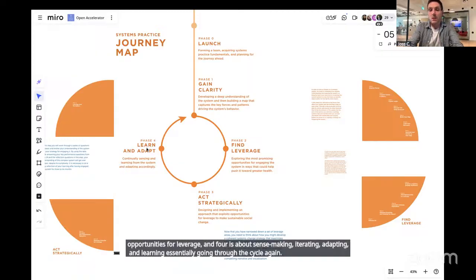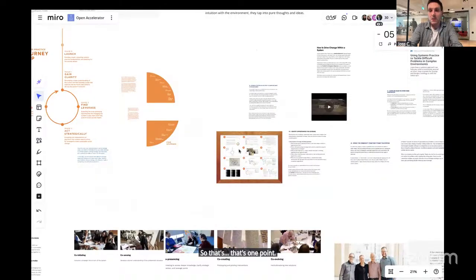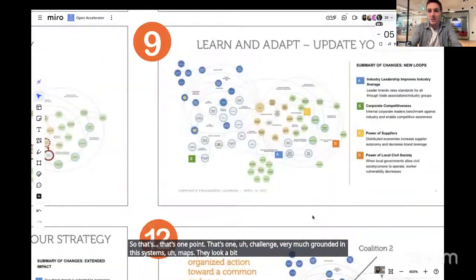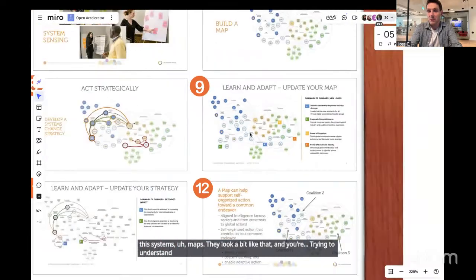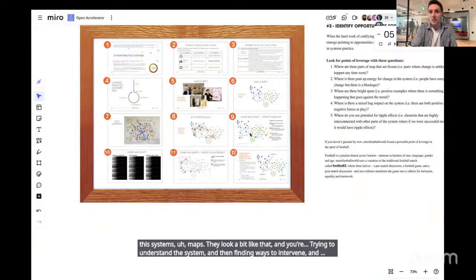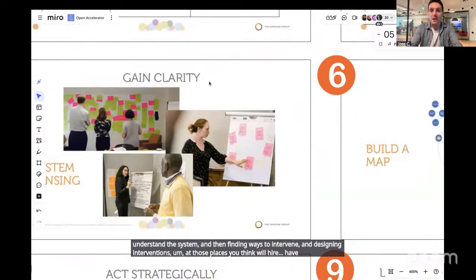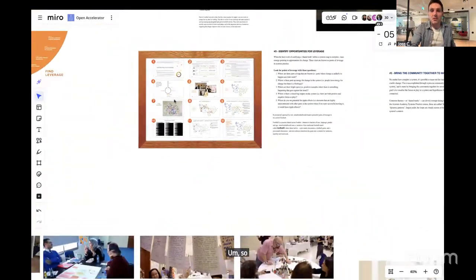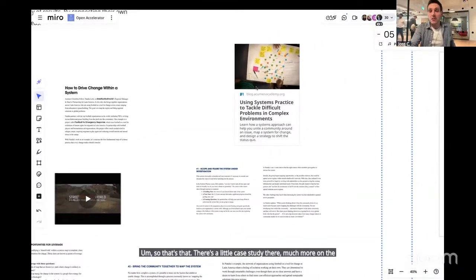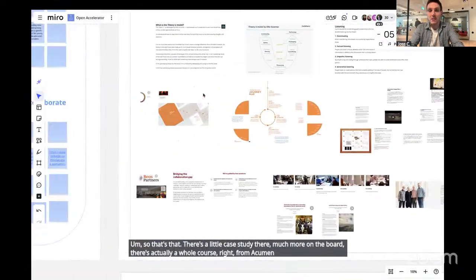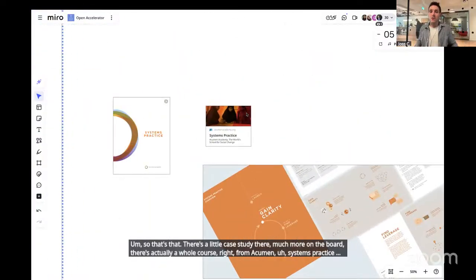So that's one challenge, very much grounded in systems maps. They look a bit like that, and you're trying to understand the system and then finding ways to intervene, designing interventions at those places you think will have high leverage. There's a little case study there, much more on the board. There's actually a whole course from Acumen Systems Practice here, so you're welcome to follow all of that.